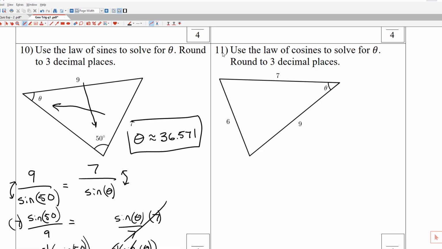And the hardest problem of all, number 11, using the law of cosines to solve for theta. So the general formula of the law of cosines is probably something that we should start with.